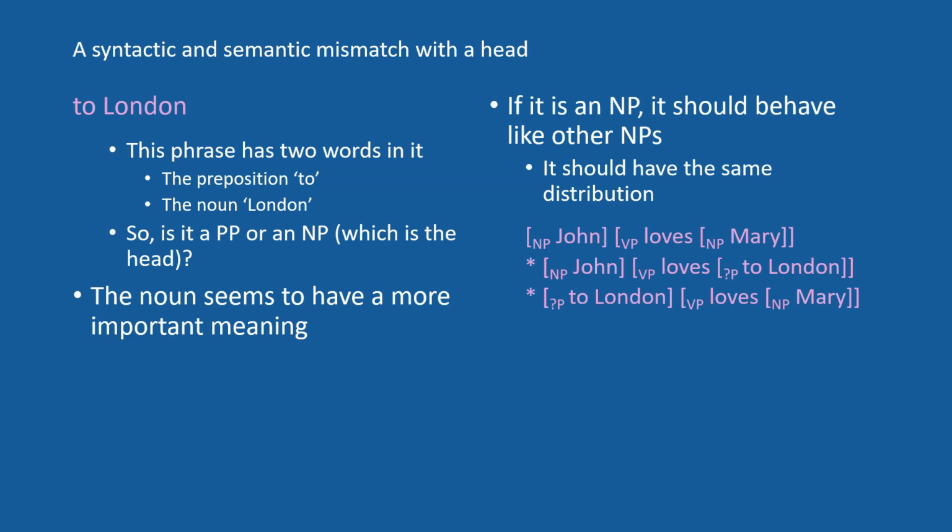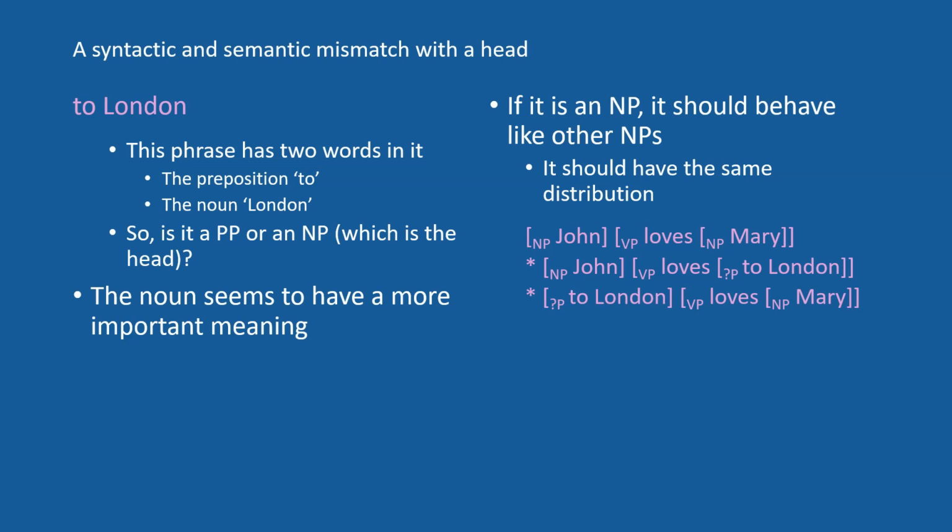Is that true? Well, here we've got a sentence, John loves Mary, and we can see there are two positions where we find noun phrases, John and Mary. John is sitting in the subject position. Mary, as we just discussed, is in the object position. Okay, so those are two noun phrase positions. Now, if that's true, that to London is a noun phrase, we would expect it to be able to appear in subject and object position.